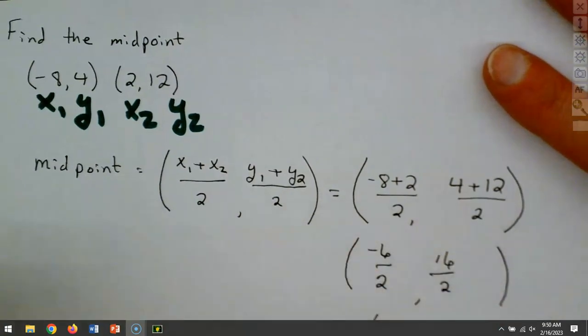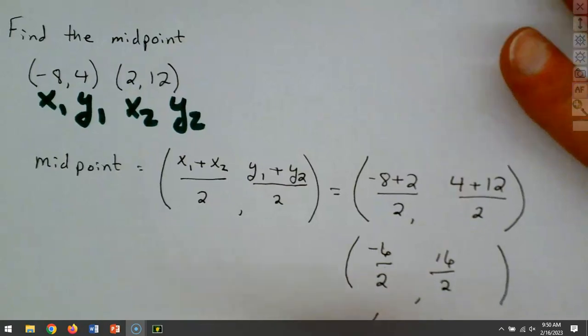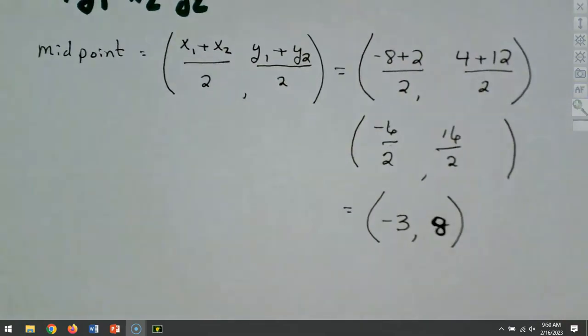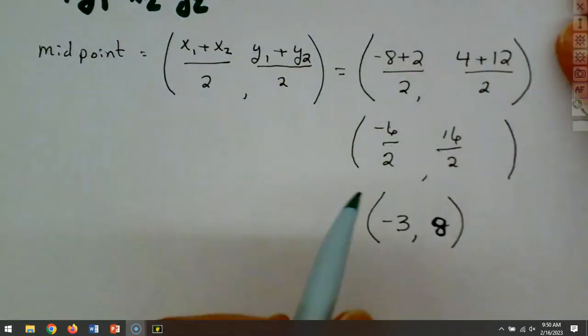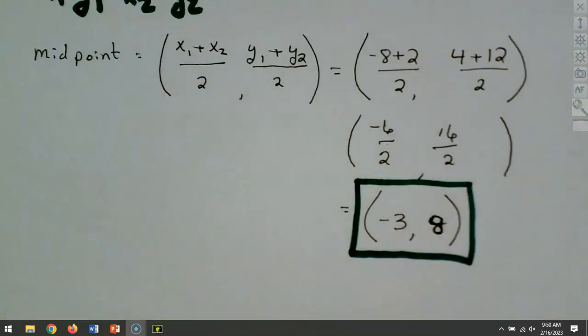And what does that reduce down into? Well, minus 6 over 2 reduces down to be a minus 3. And 16 divided by 2, well, that is a positive 8, isn't it? Sorry about that. 16 divided by 2 is an 8 there. So is everyone okay with how I found the midpoint? You just add them together and you divide by 2.